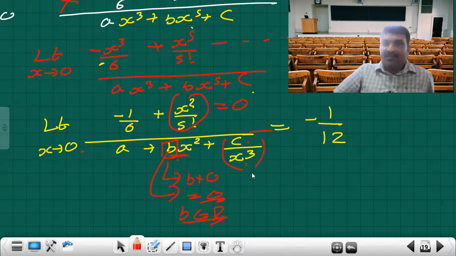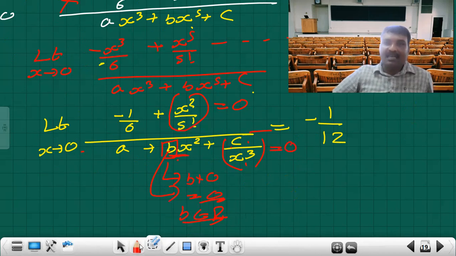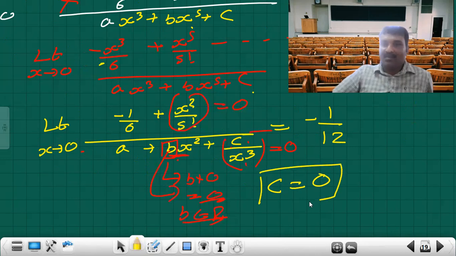But what about this term? This term is c by 0. c by 0 means that becomes infinity, right? But when infinity comes in the denominator, the entire term becomes 0. So that is not possible. So what's the value of c? This term should be 0. That happens when c is equal to 0. So c equal to 0 and b equal to any real number.